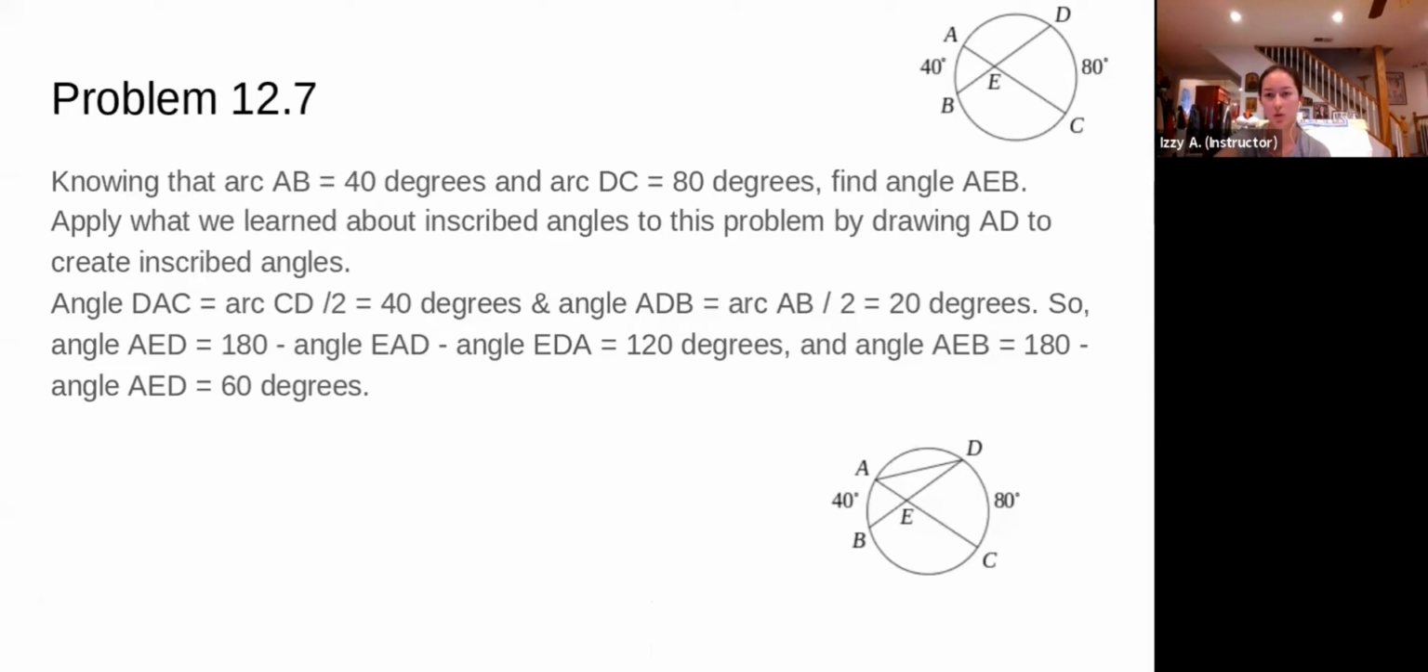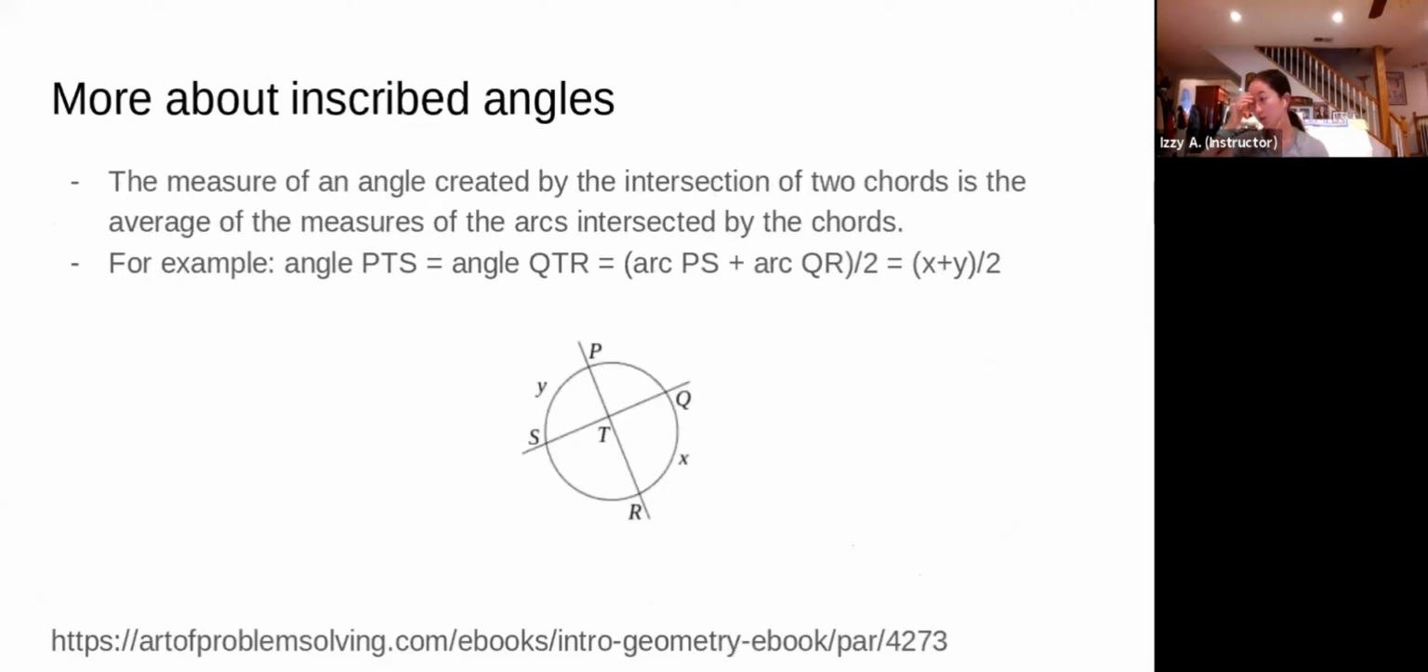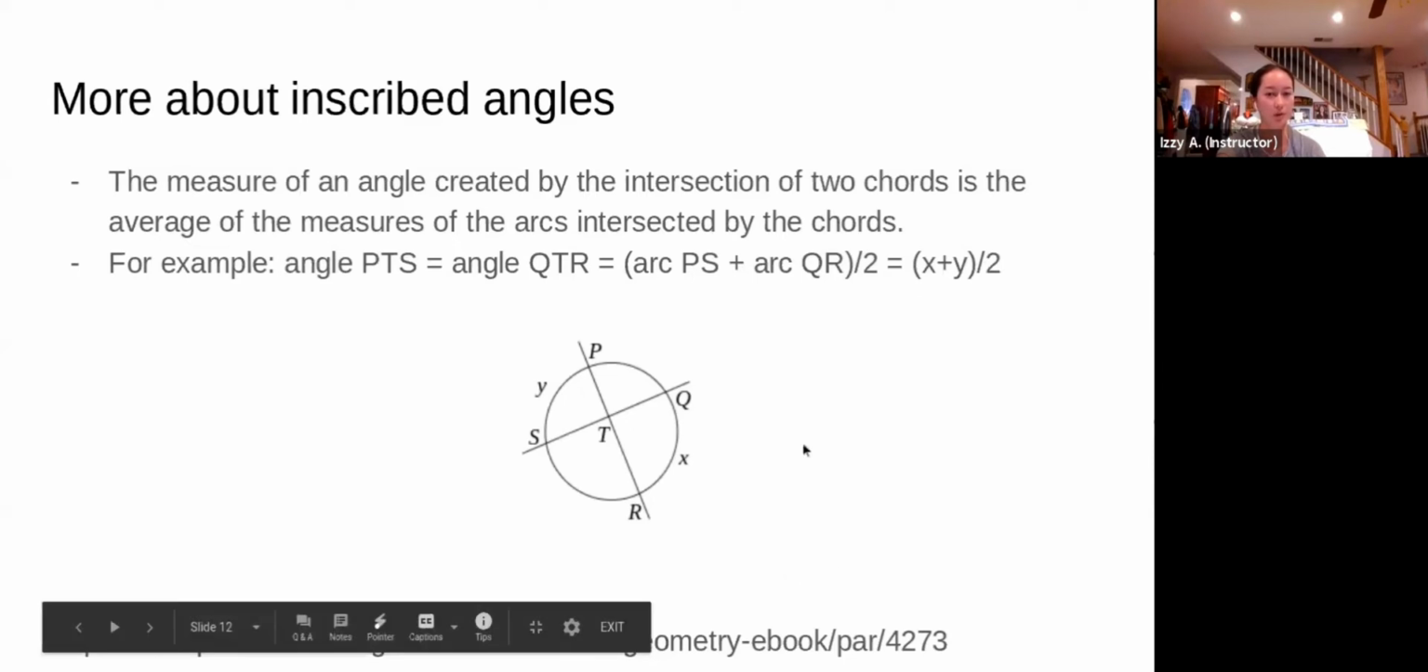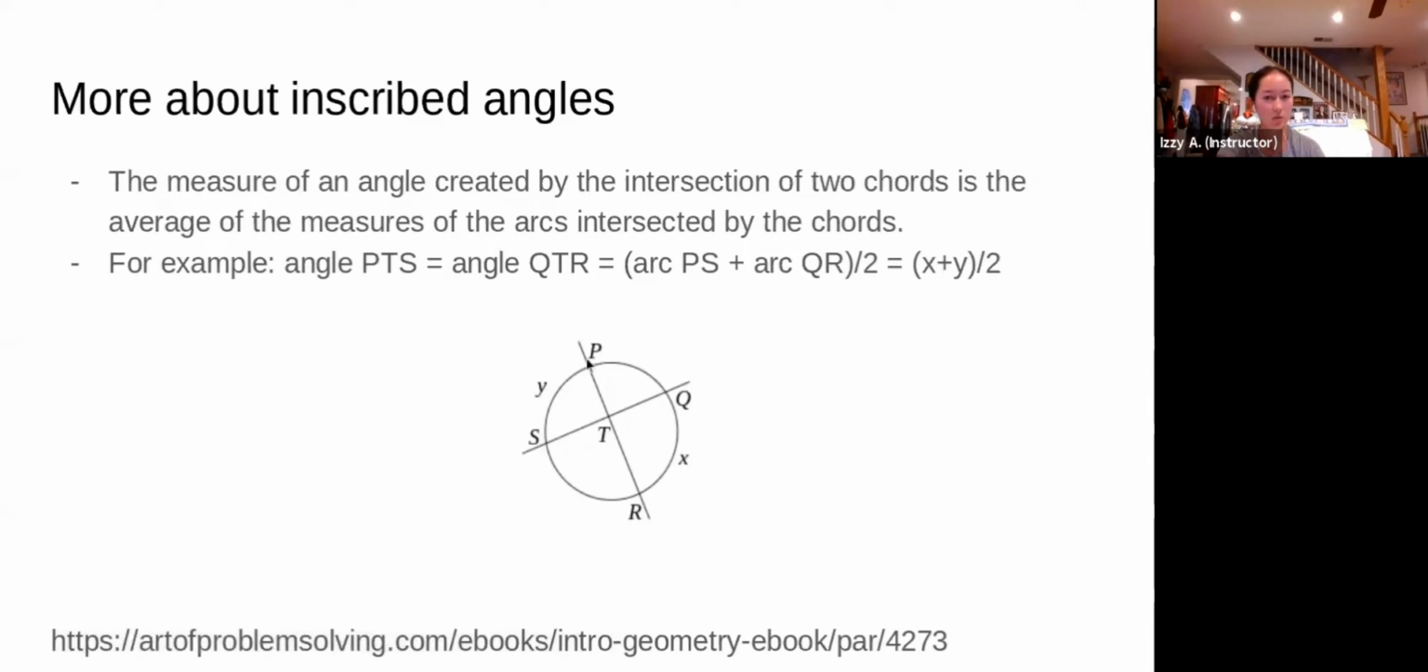Okay. So next we're going to go over more information about inscribed angles. The measure of an angle created by the intersection of two chords is the average of the measures of the arcs intersected by the chords. That was a lot of words, but hopefully this example will clear it up. Angle PTS is equal to angle QTR, and that's equal to arc PS plus arc QR divided by 2, which is equal to x plus y divided by 2.